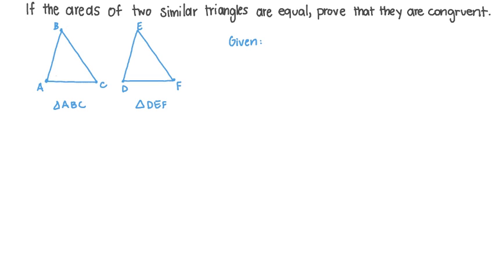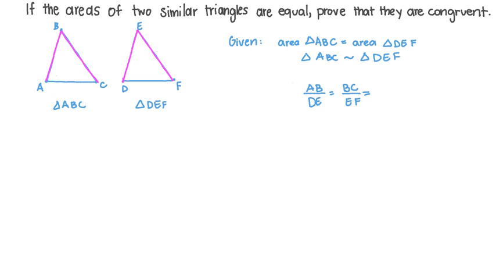We're given, or we already know, that the area of triangle ABC is equal to the area of triangle DEF. We also know that triangle ABC is similar to triangle DEF. We can say that the ratio of side length AB to DE must be equal to the ratio of side length BC over EF, which is equal to the ratio of AC over DF. We know that this is true because in similar triangles, corresponding sides are all in the same proportion.